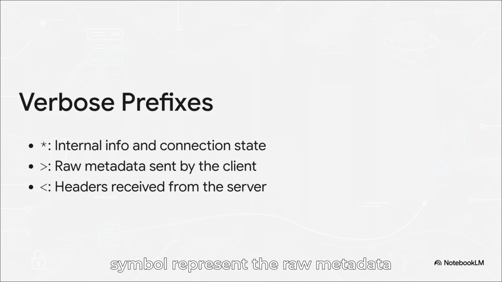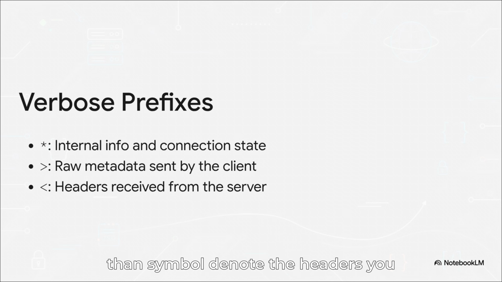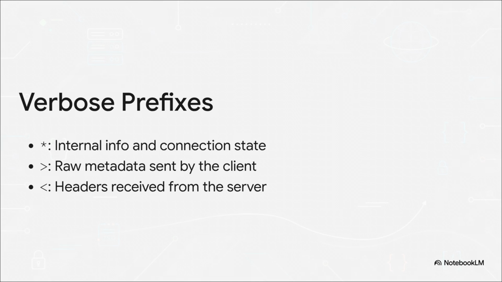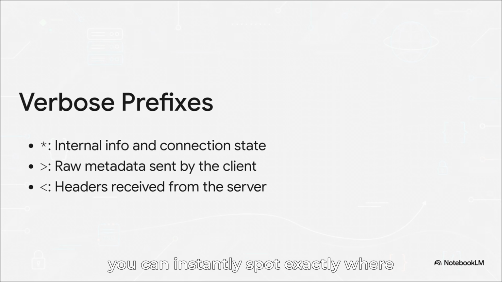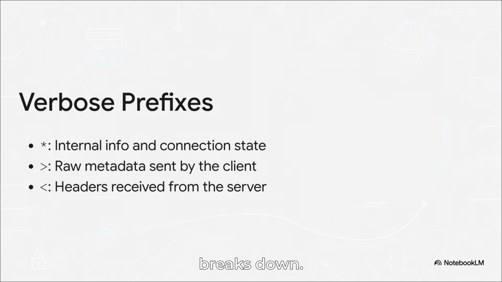Lines starting with a greater than symbol represent the raw metadata your client is sending to the server, and lines with a less than symbol denote the headers you are receiving back. By tracking these specific prefixes, you can instantly spot exactly where the communication breaks down.